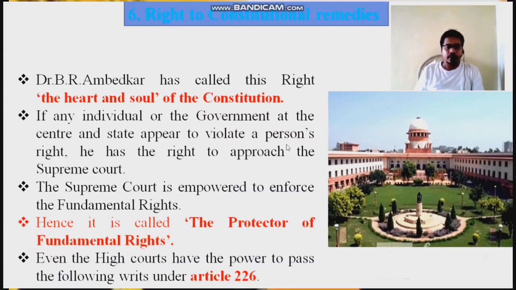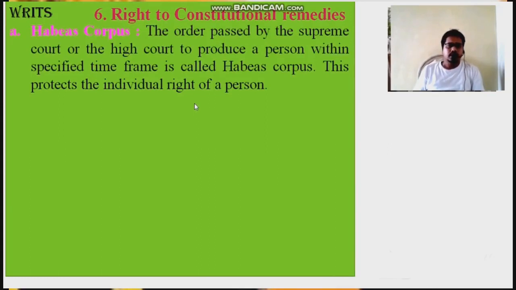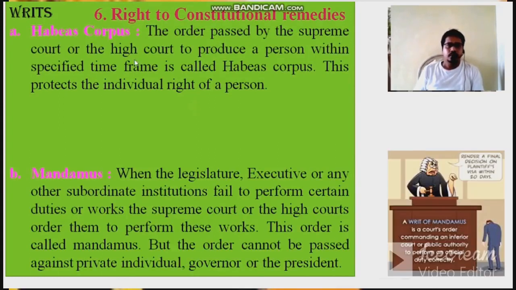If our fundamental right gets violated by any person or by the state government or by the central government, we can appeal to the Supreme Court. Then the Supreme Court is empowered to enforce the fundamental right. So that's why it is called the protector of fundamental rights. Even the High Court has the power to pass the following writs under Article 226. Under the right to constitutional remedy, so many other things are there.